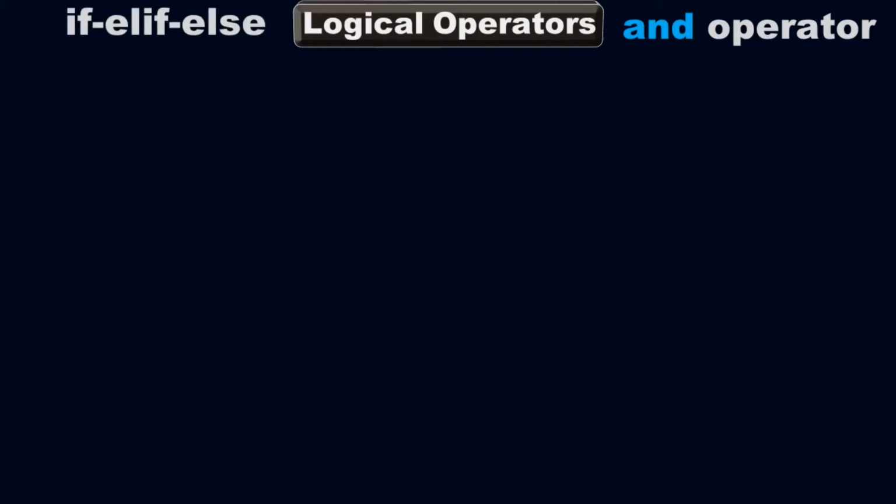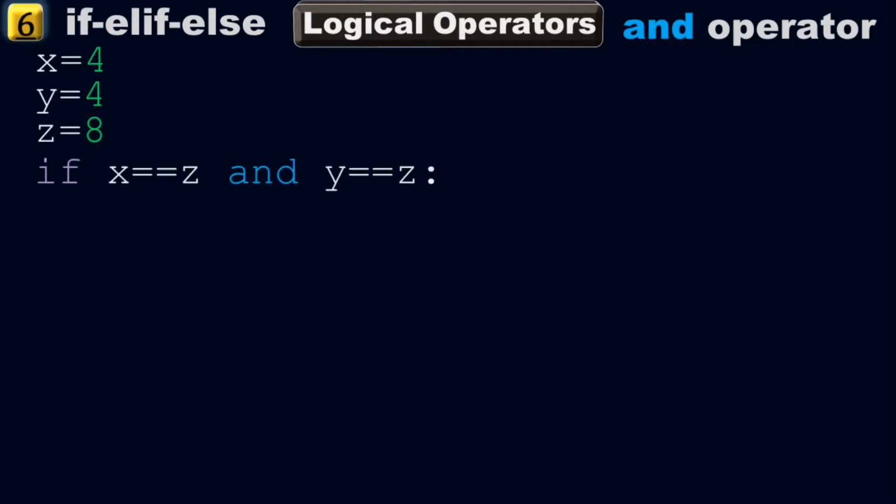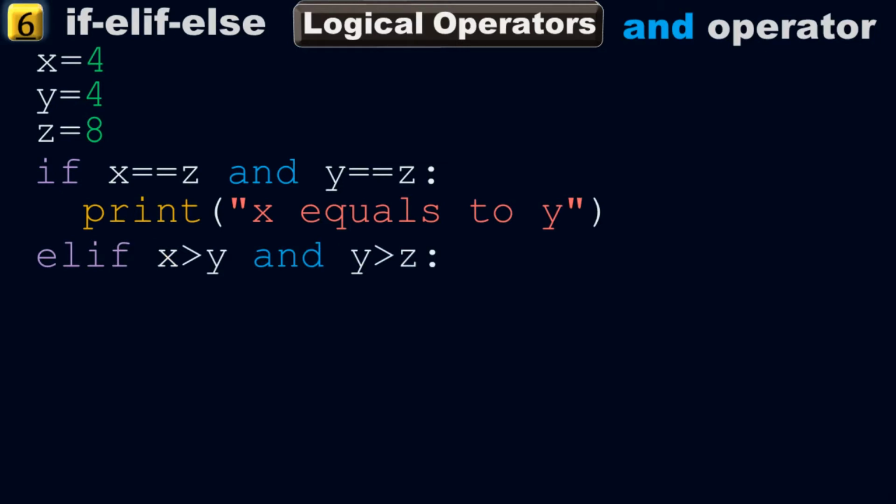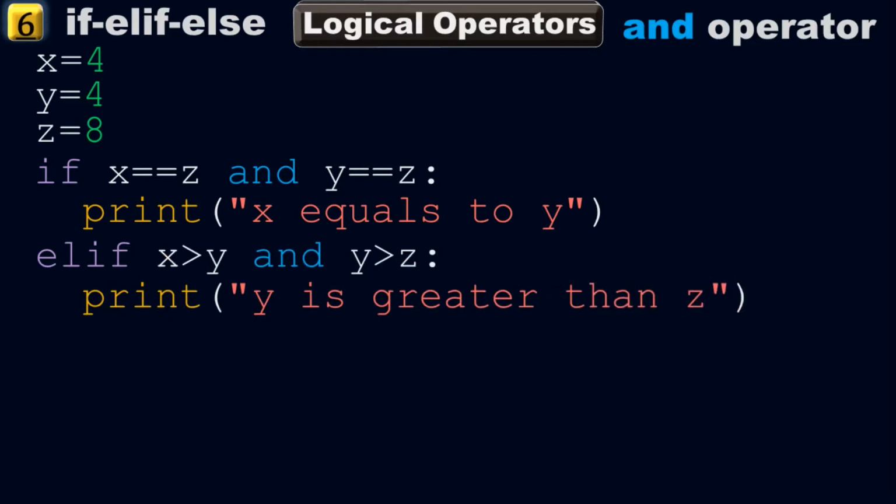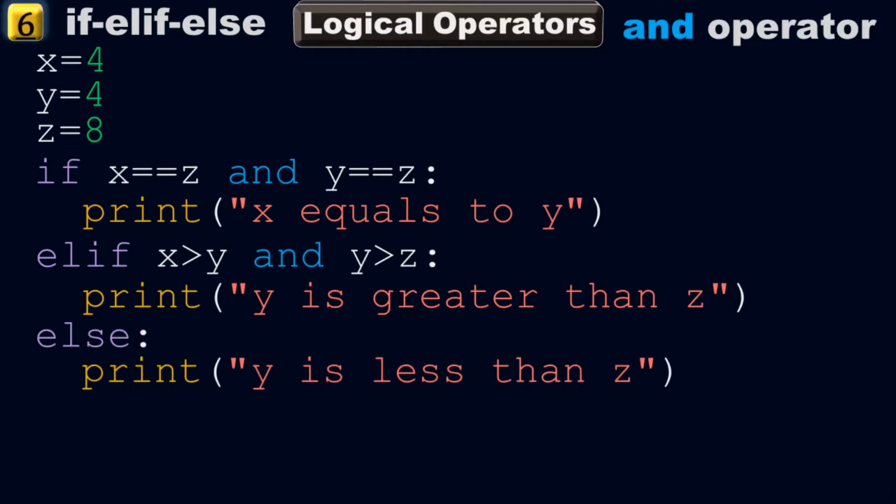Now let's talk about the if-elif-else statement by using the AND operator. We are going to use the AND operator for the if-elif-else statement. Example number 6. x equals 4, y equals 4, and z equals 8. If x equals z and y equals z, then print x equals y. If x is greater than y and y is greater than z, then print y is greater than z. Else, print y is less than z.